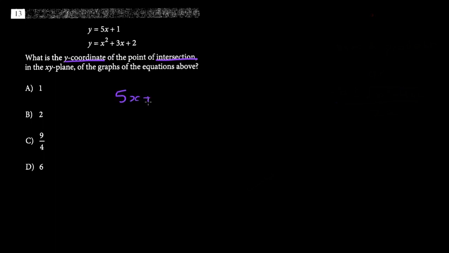So 5x plus 1, the first equation, I'm going to equate it to the second one, x squared plus 3x plus 2. Obviously, it's because both of them are equal to y, so they can be equal to each other in the first place. Now it's actually a quadratic, and the way we solve a quadratic is by having one side equal 0. And so I'm going to bring everything to the right-hand side, by subtracting 5x and subtracting 1 from both sides.